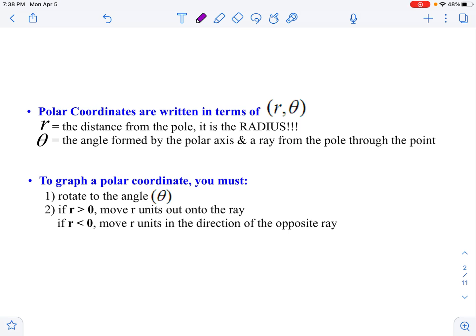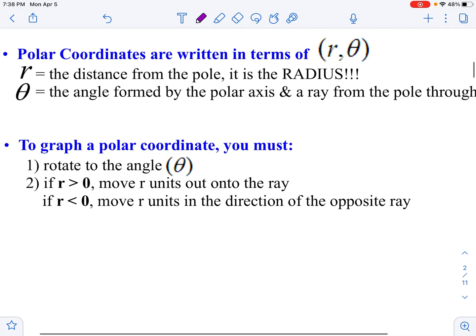All right, to graph in polar coordinates, it's going to be a little bit different. The first thing is we rotate to the angle. So we always graph the angle first. And then if r is positive, we move out onto that ray in the positive direction. And if r is negative, or less than 0, we move in the direction of the opposite ray. Again, you rotate to the angle. If r is greater than 0, we move out onto that ray. And if r is less than 0, we move into the direction of the opposite ray.